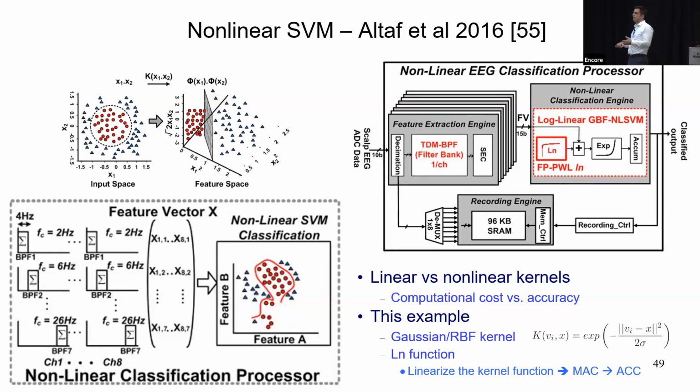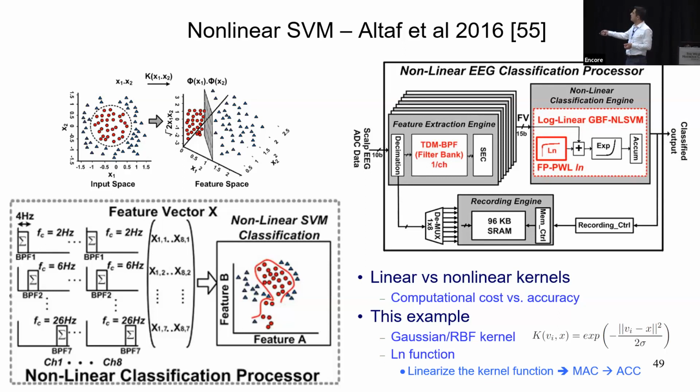We need to actually perform a nonlinear kernel function, and that requires a lot more hardware resources. And that creates an opportunity for researchers in the CAS community to come up with techniques and tricks to reduce that computational cost. For example, this is a very simple trick that the authors in this work have used.